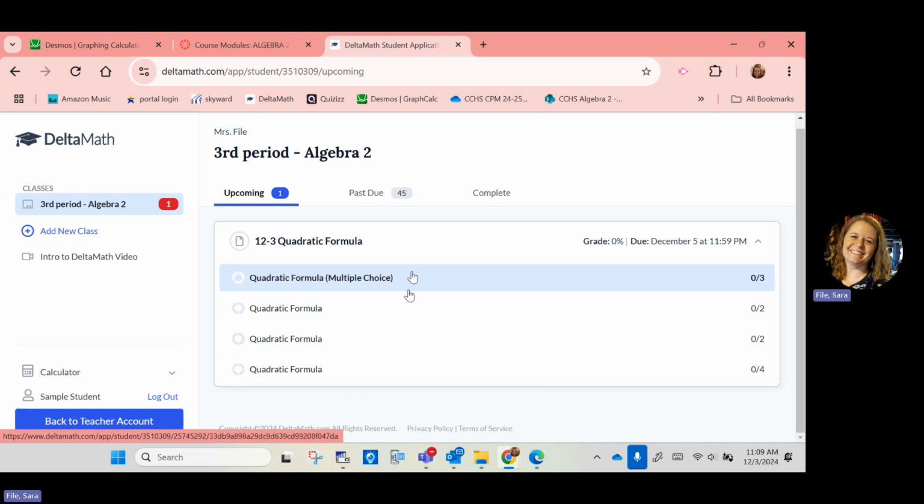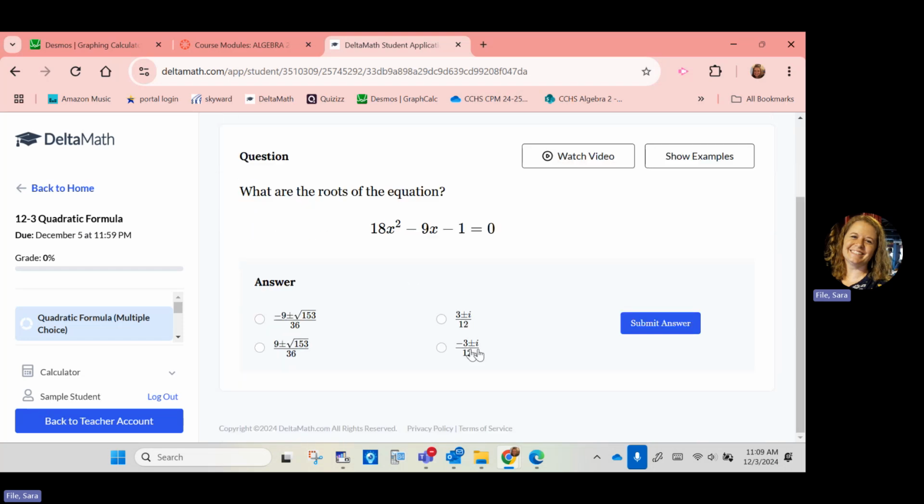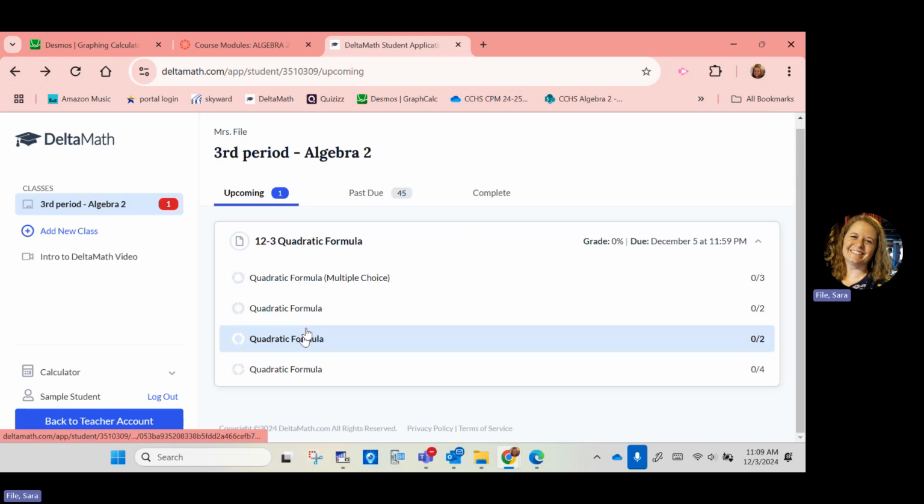Now the multiple choice is a mixture. There may be some with imaginary numbers, there may be some that don't. So the multiple choice is a mix, but these are going to be real solutions. These are going to be imaginary.